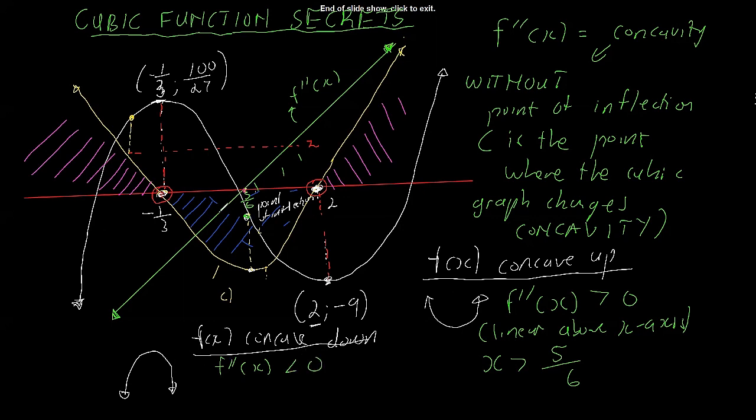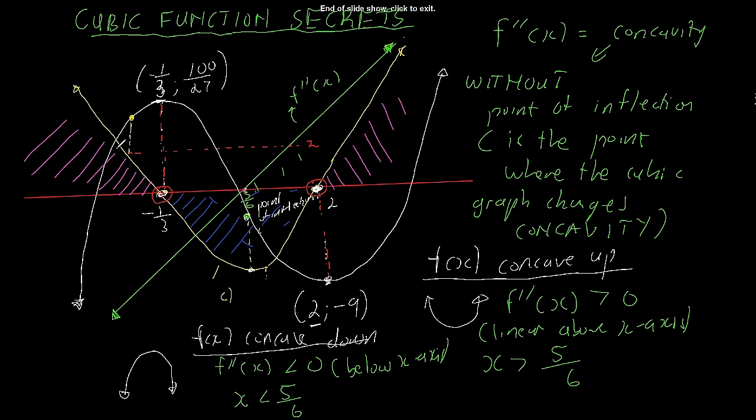Look at your straight line, what it's doing. When your cubic function starts being concave down, what happens to your straight line function, your linear function? It's now below the x-axis. So at the point where your straight line is now below the x-axis, what is the shape that is formed by your cubic function? It is the concave down shape. So that happens when x is less than the point of inflection. So x less than 5/6, right?